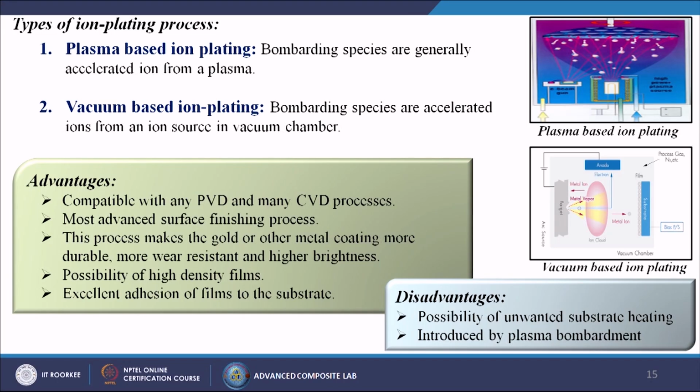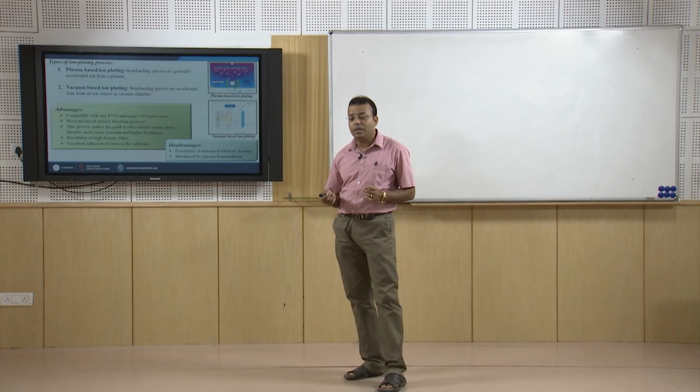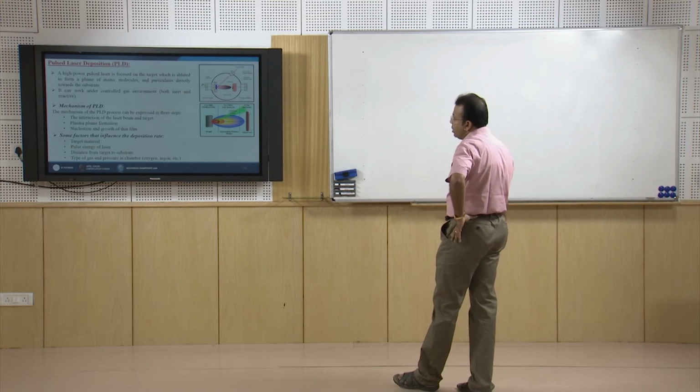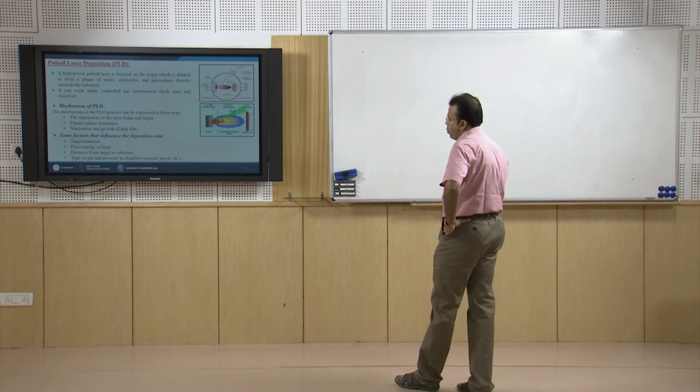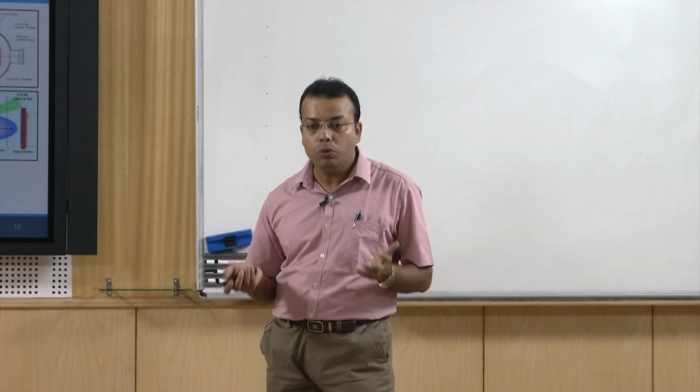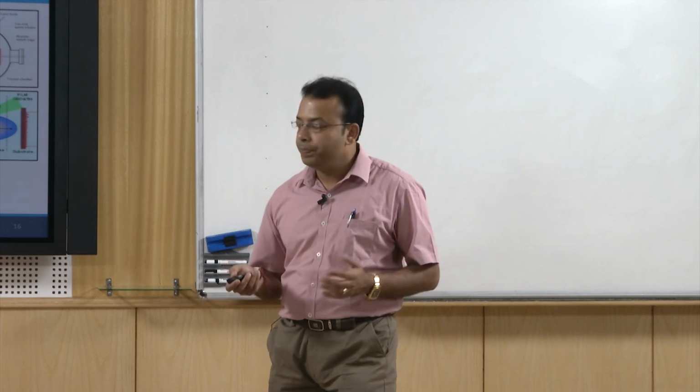Possibility of unwanted substrate heating introduced by the plasma bombardment, sometimes it becomes a little bit expensive. Next one is called pulsed laser deposition, or the PLD process. A high power pulsed laser is focused on the target, which is ablated to form a plume of atoms, molecules and particles directly towards the substrate. It can work under a controlled gas environment, both inert and reactive gas. It depends upon which kind of material we are going to coat.